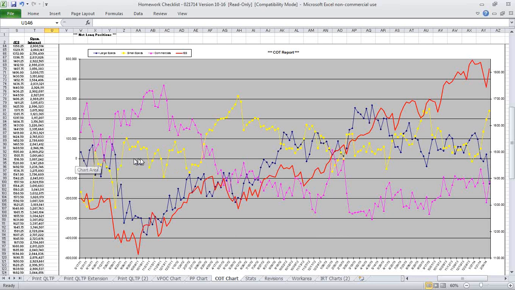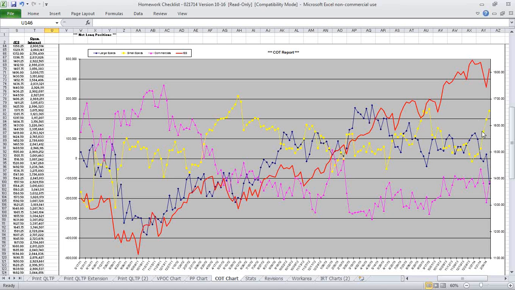You can see this line right here is our zero line. Both the large spec and the commercial paper are net short, and even though the market has been going up, they've been getting shorter. The small specs are still net positive, and in fact they're getting more net positive as we move higher. This is indicative of what I look for in terms of a possible blow-off top.